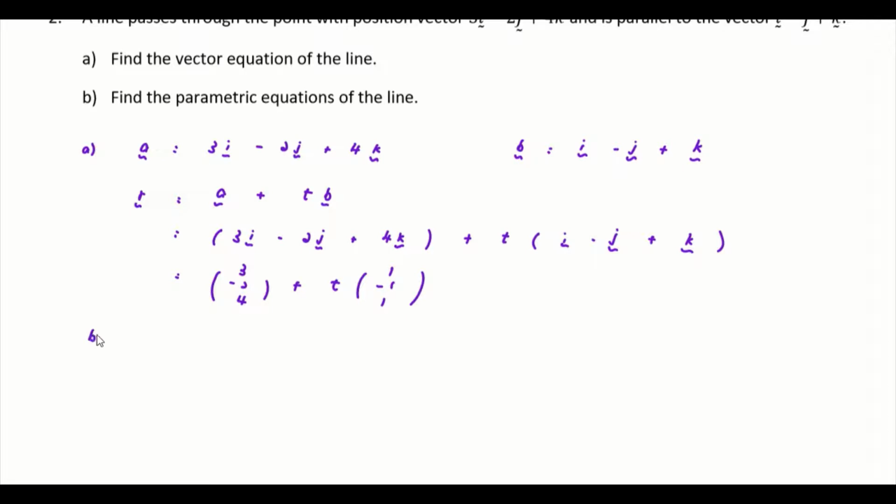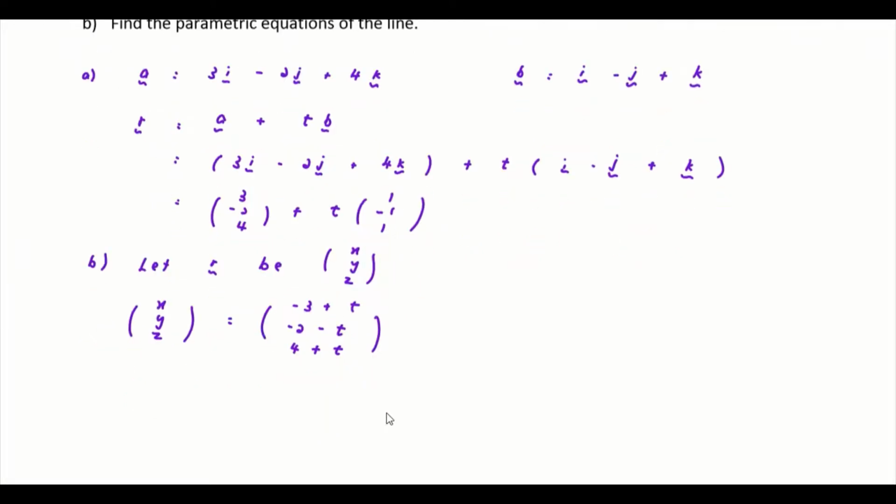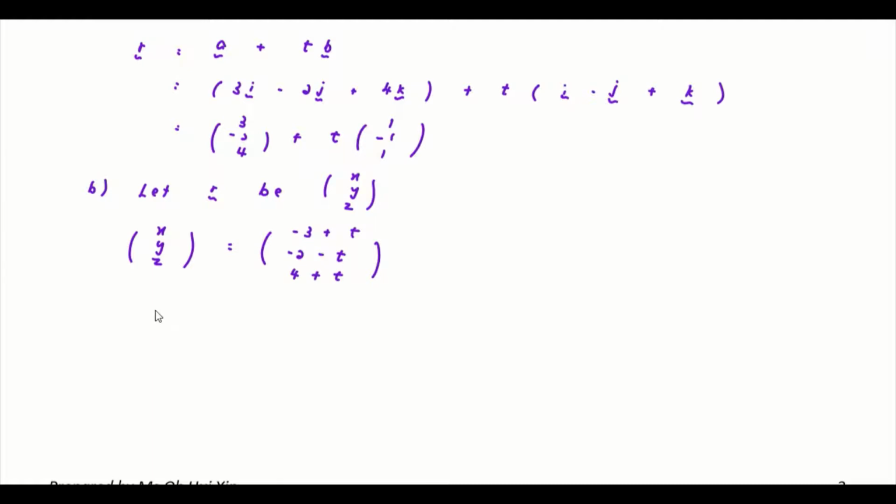Part B: find the parametric equation of the line. This means we need to write the three equations like how we did just now. We will let r be (x, y, z). Let us simplify it. Then x, y, z will be equal to (3 plus t, negative 2 minus t, 4 plus t). Remember to simplify and then write it in three equations. So x equals 3 plus t, y equals negative 2 minus t, and z equals 4 plus t. And that is your three parametric equations.